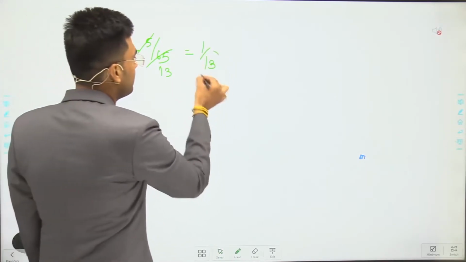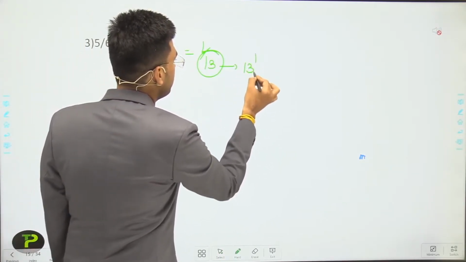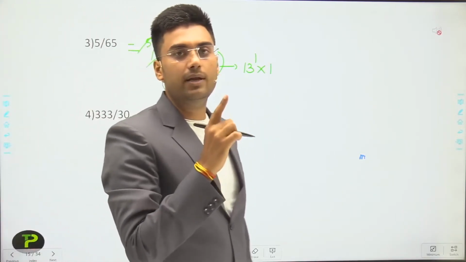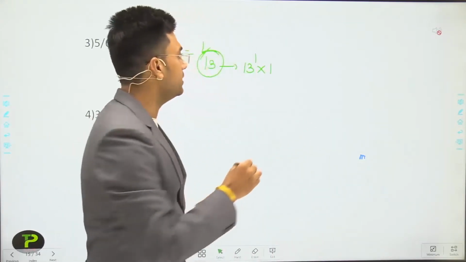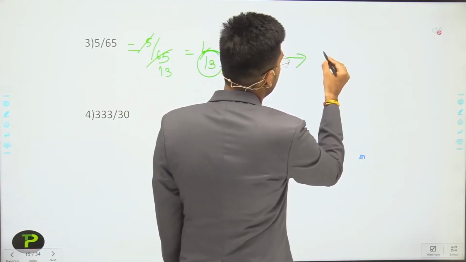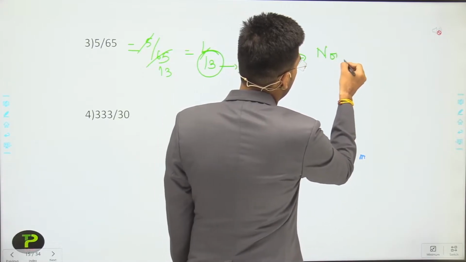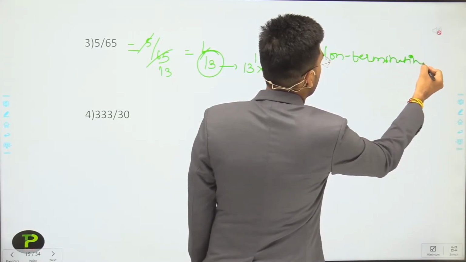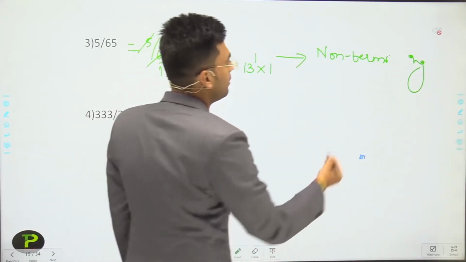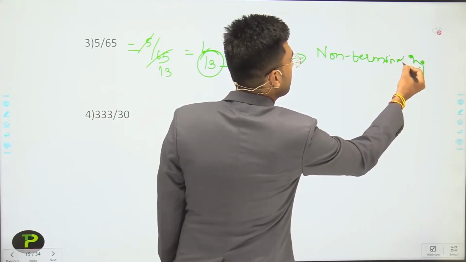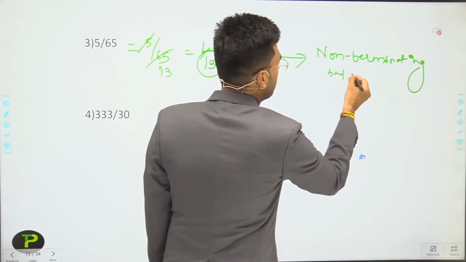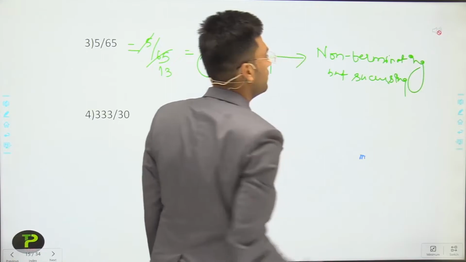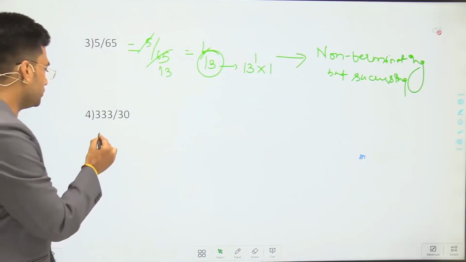Now the denominator is 13 and 13 is equal to only 13 power 1. So it is not in the form of 2 power m multiplied by 5 power n. So it is not terminating. So it is non-terminating but recurring decimal. Okay. Now come to the next question.